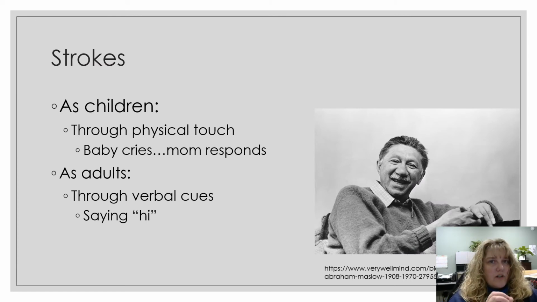And strokes are not strokes like we see the central nervous system type. What we're talking about here is the things that encourage self-esteem and growth. So with strokes, when we're children, when we cry, mom would respond to us, and they usually will love us and hug us and keep us warm. And that's how we gained confidence, because if we cried, we knew that someone was there to protect and take care of us. That was through physical touch. But as we get older and as adults, that morphs and changes into verbal cues. So a very good and simple example of a verbal cue that engages someone is literally just saying hi.